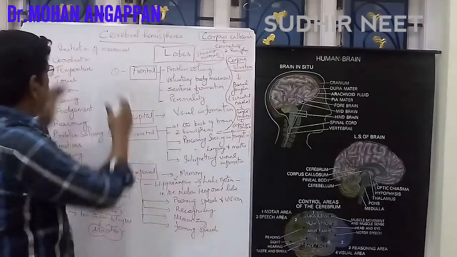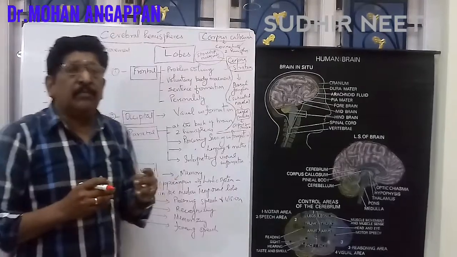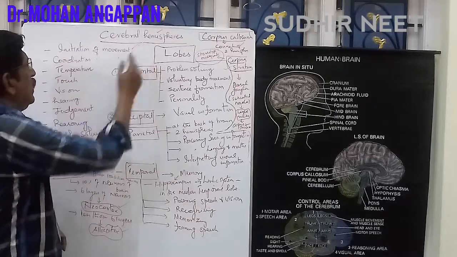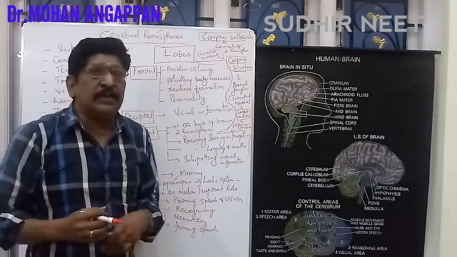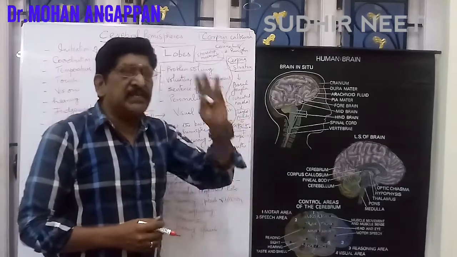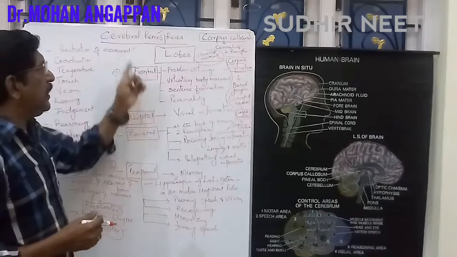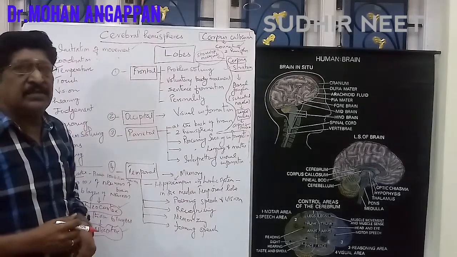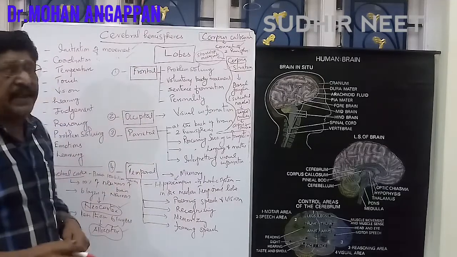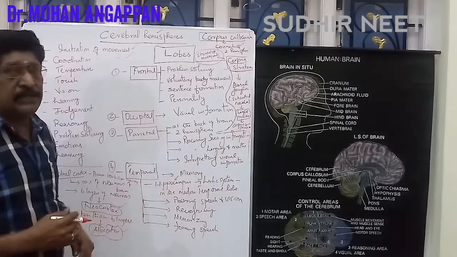And then mainly, what are the functions? As a whole, the cerebrum has got important functions. Number one, initiation of the movement. If I talk, or if I walk, or if I shake my hand, everything is controlled by the cerebrum, cerebral hemispheres. And that initiated movement is coordinated by the cerebral cortex.